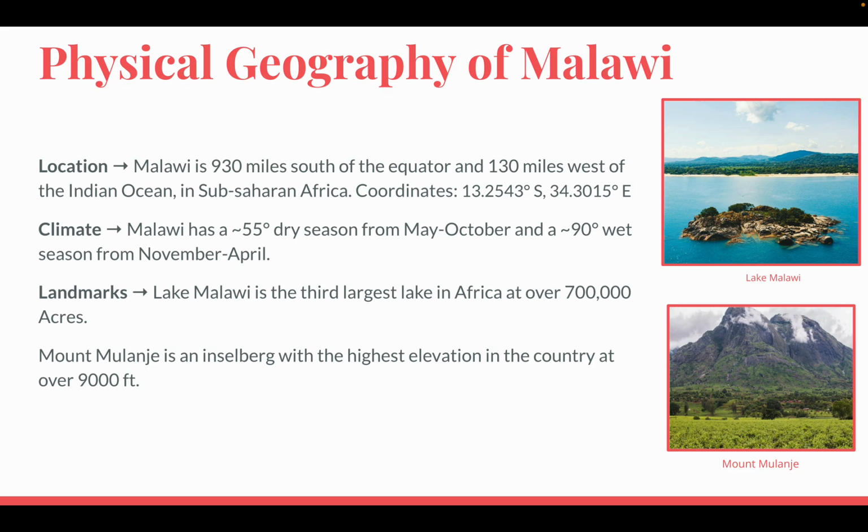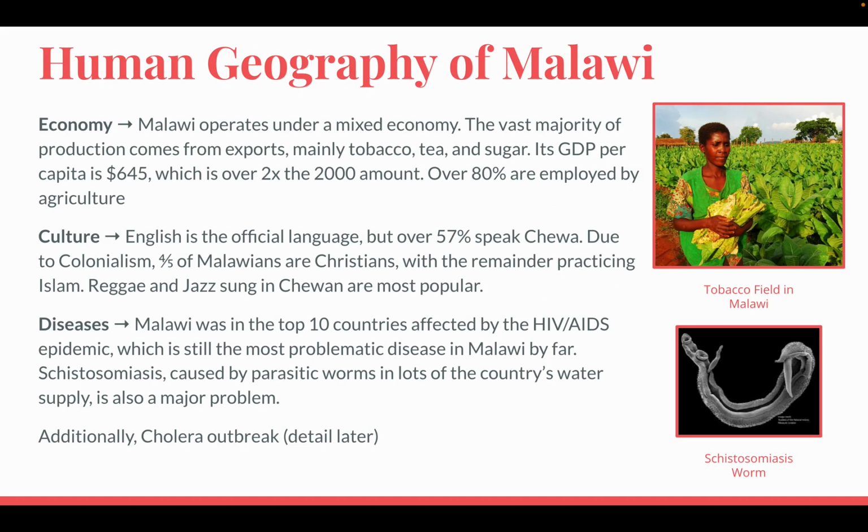An important landmark is, of course, Lake Malawi, which is the 3rd largest lake in Africa, and it's over 700,000 acres, and it's one of the deepest lakes in the whole world. Mount Malanje is an Inselberg mountain with the highest elevation in the country at over 9,000 feet, and it's nicknamed the African Island in the Sky.